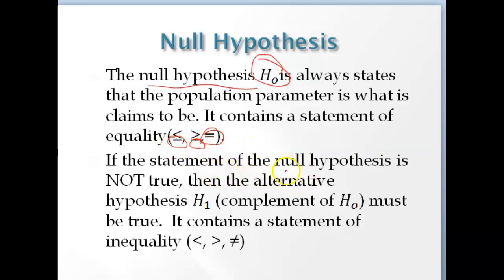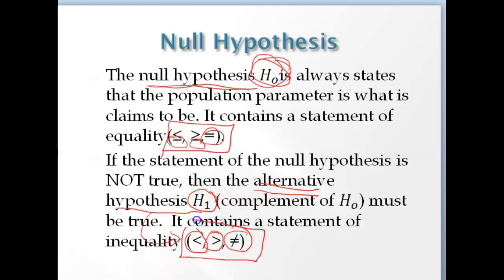Now, if the null hypothesis is not true, then the alternate hypothesis must be true. The alternate hypothesis, denoted H sub 1, always contains a statement of inequality. So it's going to contain less than, greater than, or not equal to. So again, the null hypothesis, denoted H sub 0, always contains a condition of equality, whereas the alternate hypothesis always contains an inequality: less than, greater than, or not equal to.